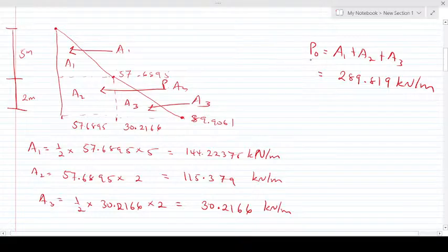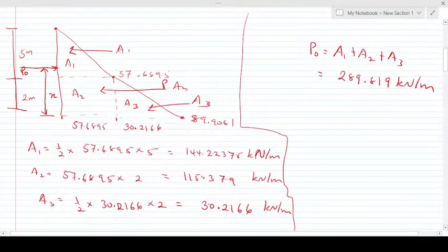Now our P naught, which is the lateral force, will act at a distance of X from the base. This is the point of application, and that's what we are finding. So in doing this, we take moment about the base. P naught has this moment arm, so we have P naught times X.